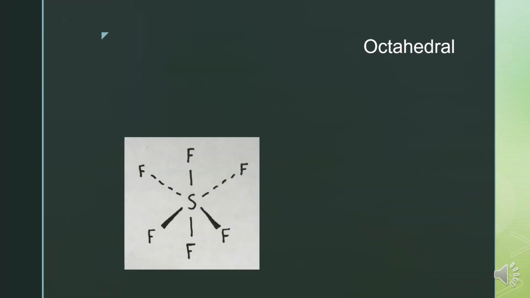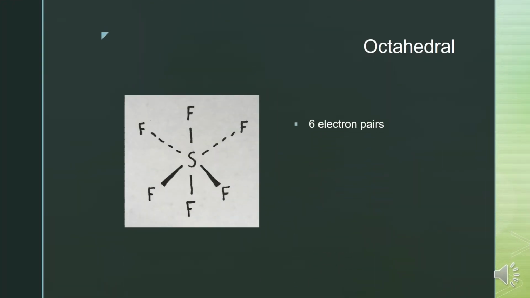We're now going to look at octahedral, which has six electron pairs and a bond angle of 90 degrees. The example here is sulfur hexafluoride.